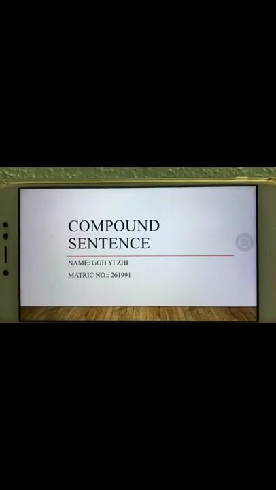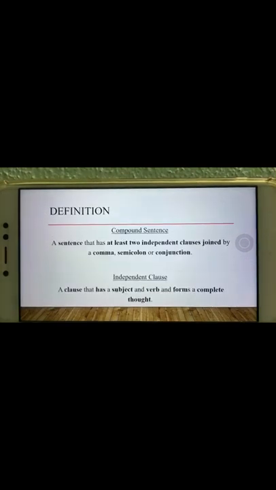Today, I'm going to use this device as the learning delivery. My topic is compound sentence. I totally believe that you guys have learned about compound sentence. Do you guys still remember compound sentence? Let's revise the definition of compound sentence.